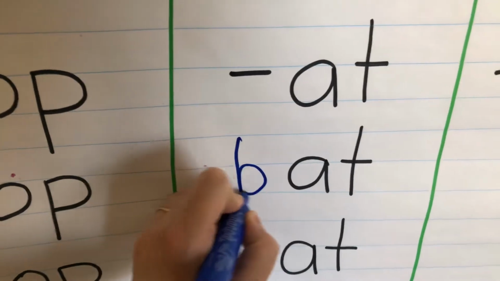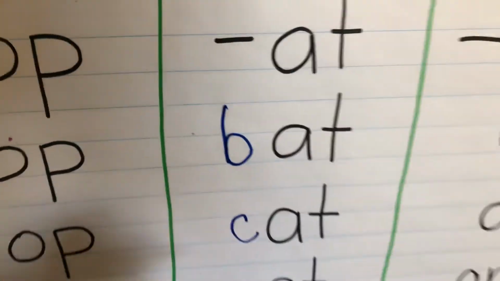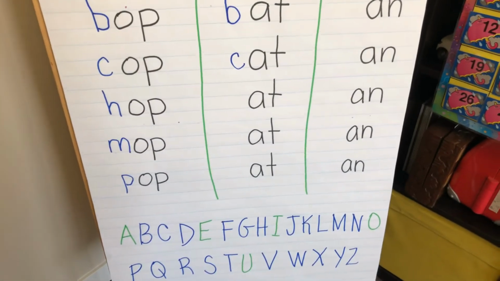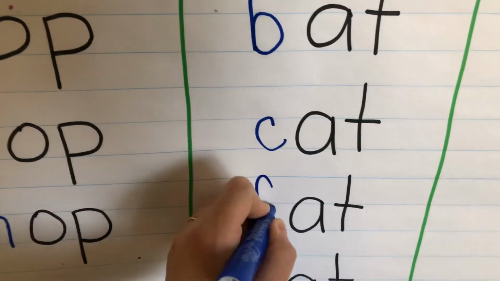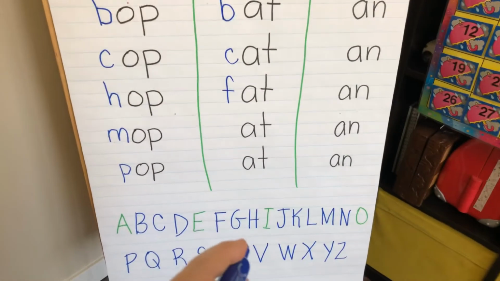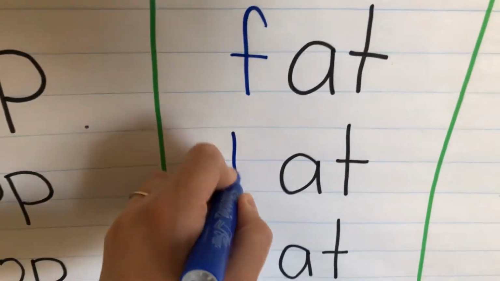Yep. Now we're going to go, so C, cat, is that a word? Yeah. We're going to go to D, dat, well, not really a word. How about F, fat? Yep, that's a word, isn't it? And then we're going to keep going. Gat, hat, yep, that's a word, right? So we're going to put hat on there.